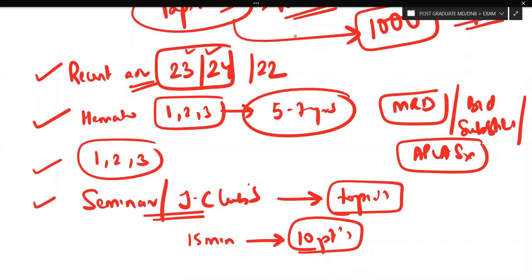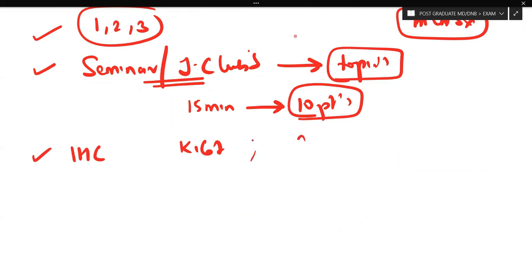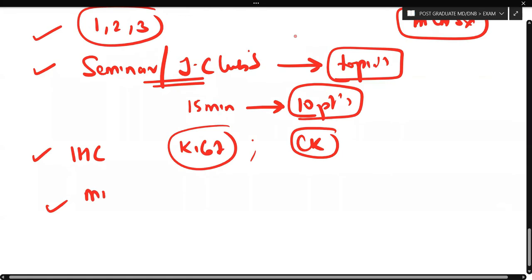Apart from that, out of all the papers, they can ask you IHC markers, commonly Ki67. They can ask you these common ones, or cytokeratins. These can be asked as exam questions. More commonly, they can ask you MMPs, matrix metalloproteases, and all these things.